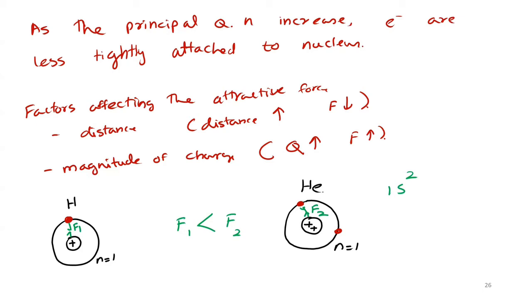Now, this is a little bit simple if you're talking about hydrogen and helium. You can easily think about the attraction between the electron and the nucleus. But things can get slightly complicated as you go on into other elements that have more energy levels. So let's look at some other examples.